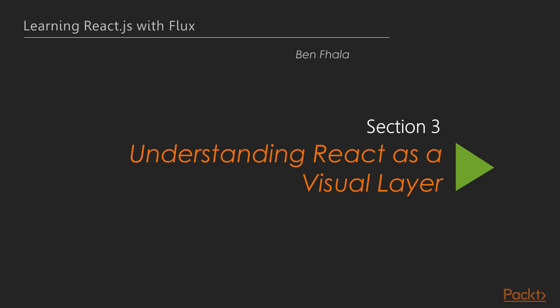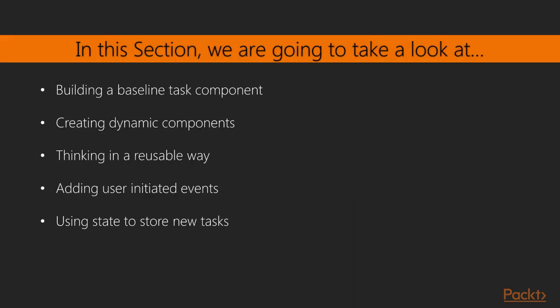And I'm assuming you are thinking about it already because you're taking a title that is called Mastering Flux. Throughout this chapter, we're going to talk a lot about why we want to separate between our visual layer and our data layer. By the end of this chapter, we will be building a baseline task, we'll create dynamic components, we'll be thinking in a reusable way, adding user-initiated events, and using the state to store new tasks.